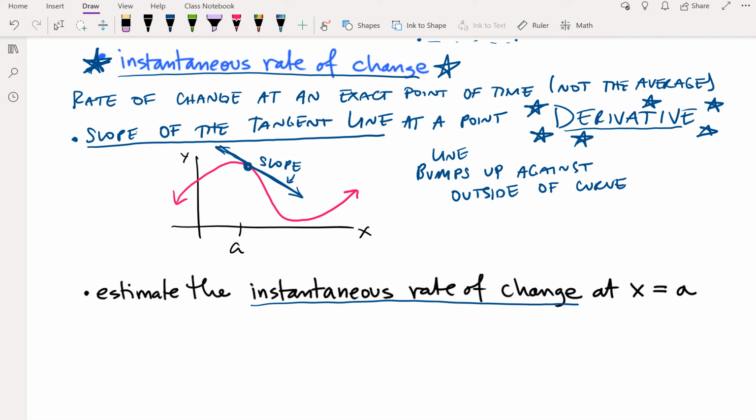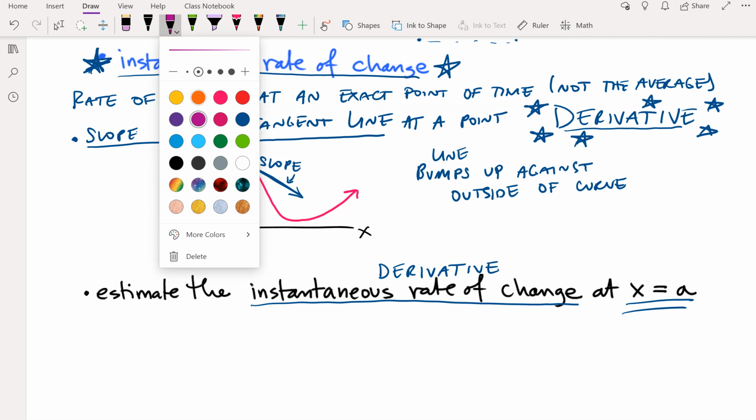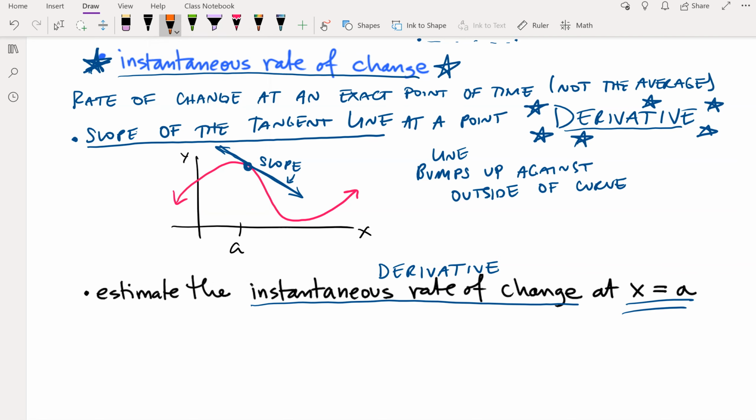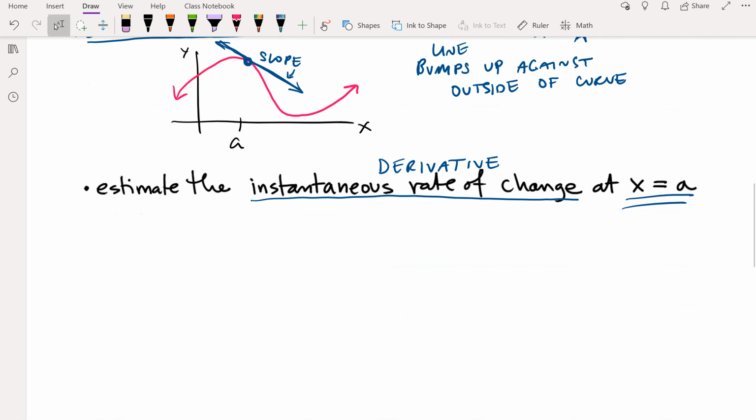All right, how do we estimate the derivative? That's the word that this is the same as, at x equals a, at a specific x value. And this is how you do it. You use the average rate of change.